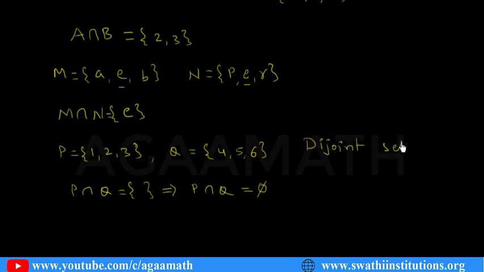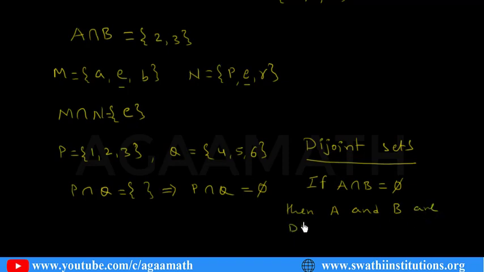Remember this. Two sets are said to be disjoint sets when there is no common element in the two sets. It means if A intersection B is equal to the null set, that is an empty set, then A and B are disjoint sets. Remember, A intersection B is the null set when there is no common element in the two sets. Such sets are said to be the disjoint sets, right?